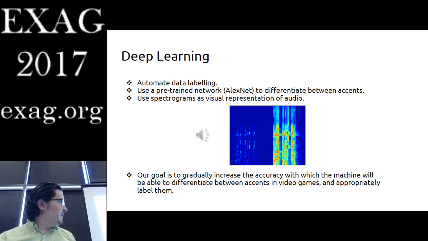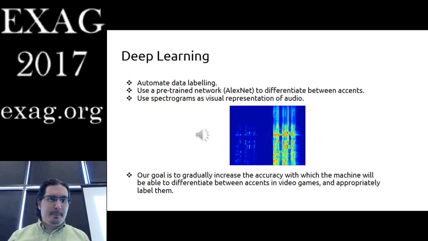So this is in a tavern in the Dragon Age game, and that audio translates to this spectrogram that I have here. So our goal is to gradually try to increase the accuracy with which the machine will be able to differentiate between the different accents in the video games and appropriately label them, so automating this process and helping with the analysis.